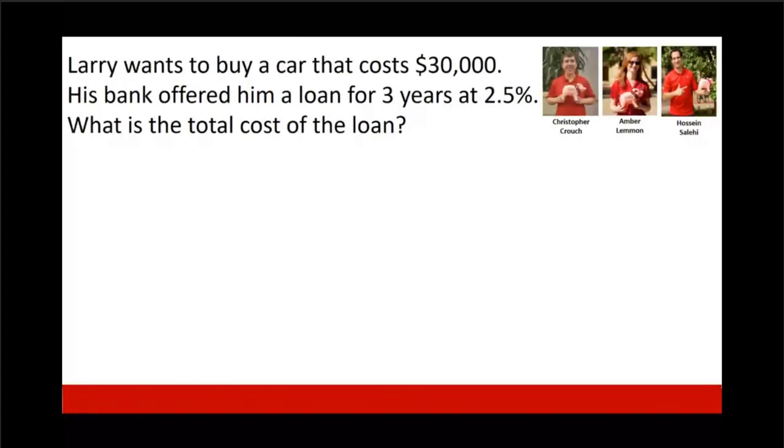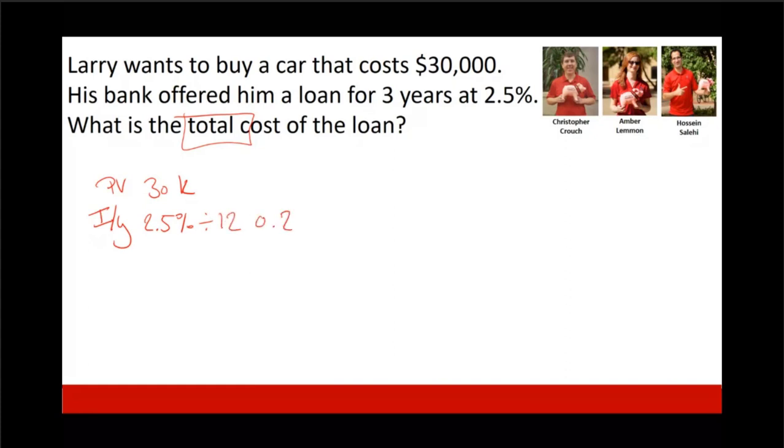So if Larry wants to buy a car that costs $30,000 and he has a 3-year, 2.5% loan, what is the total cost of the loan? So in this, we want to look at what is the total cost. So present value is $300,000, right? Interest rate, 30,000. Oh, come on, guys. No fun. I'm a $300,000 car. Thank you for keeping me honest.